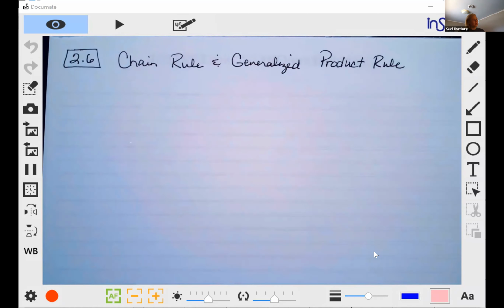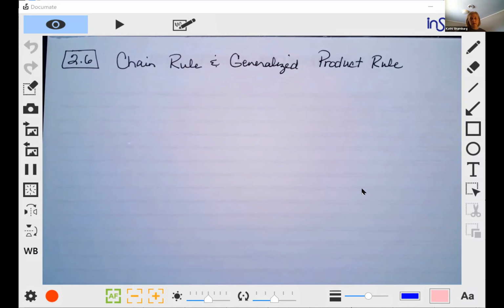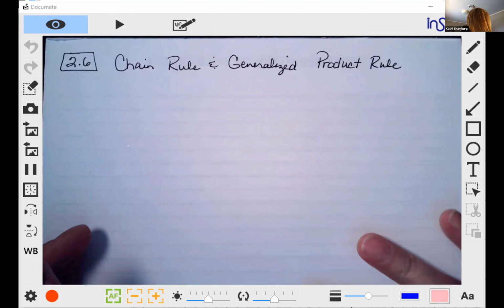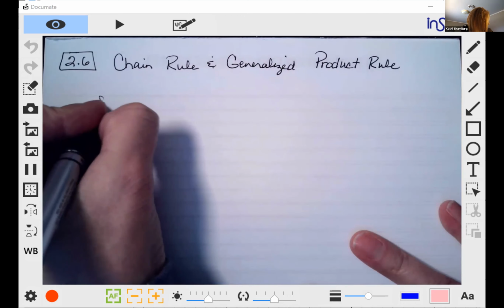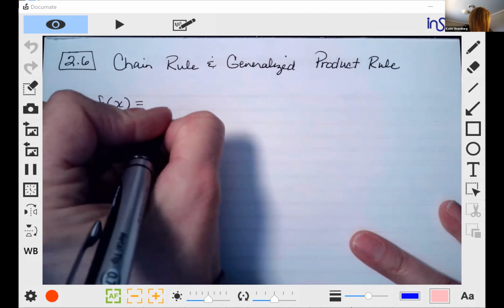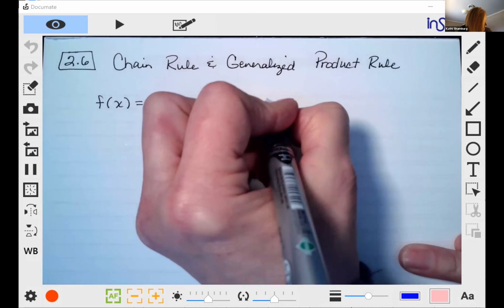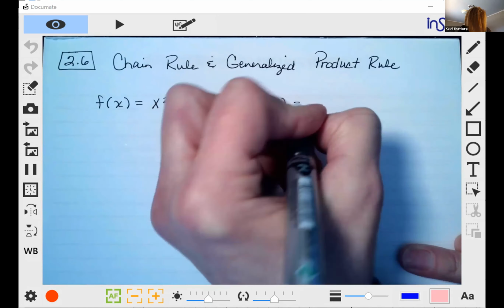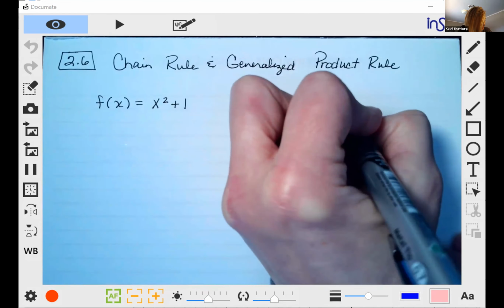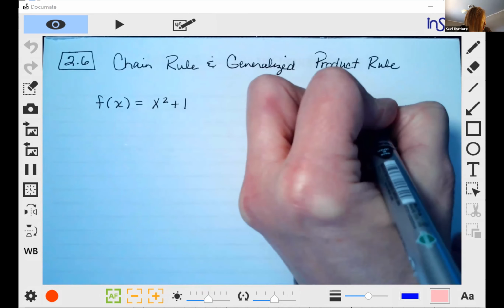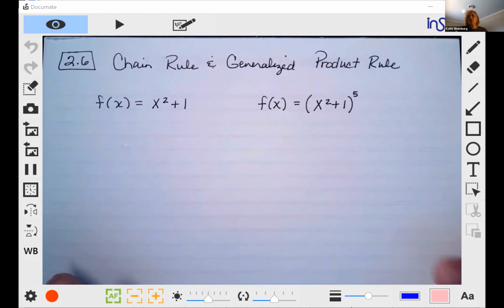All right, so before we get into actually how to apply this and what it is, I first want to do a comparison of a couple of functions. So we have dealt with functions such as this. And if I ask you to find the derivative of that function, it would be 2x. So we can do that. Now, what we're going to look at today is a function, and it's going to be slightly different. So here's your x squared plus 1, but now that binomial is raised to the 5th power.